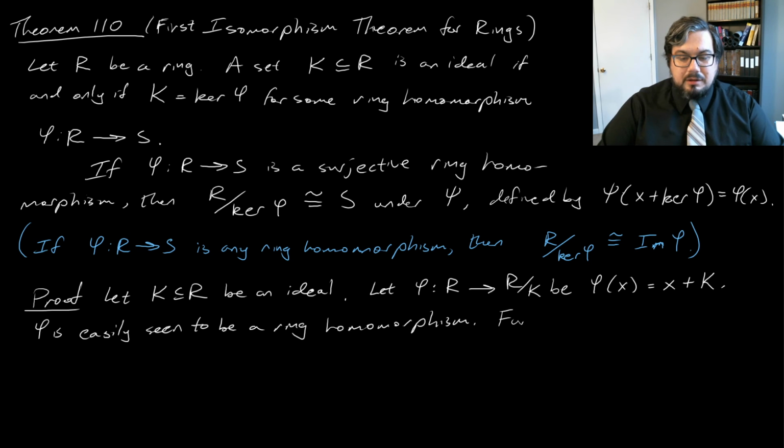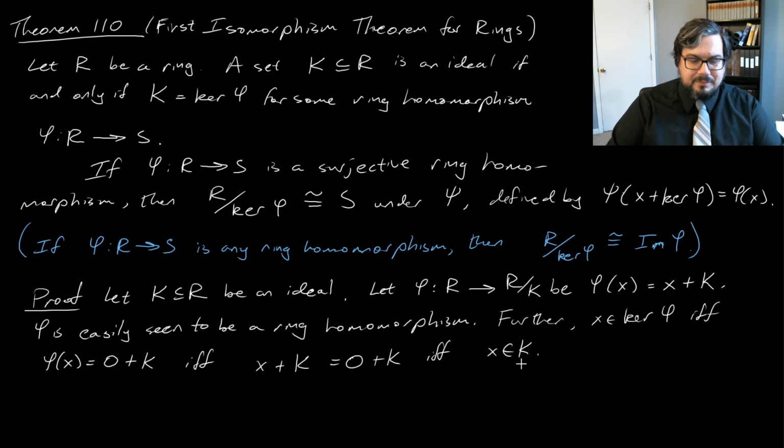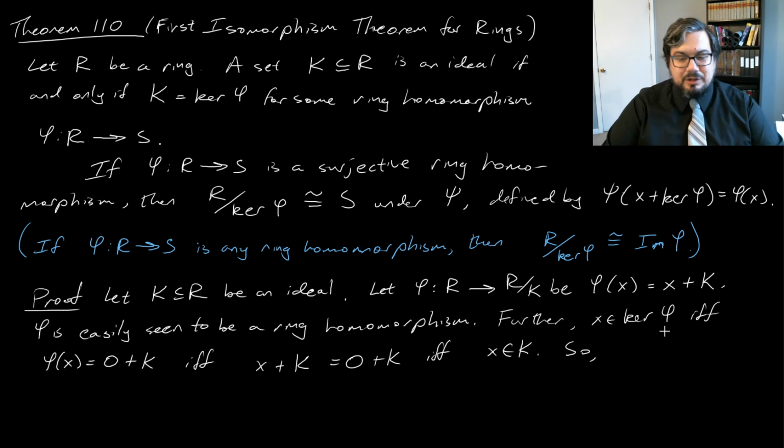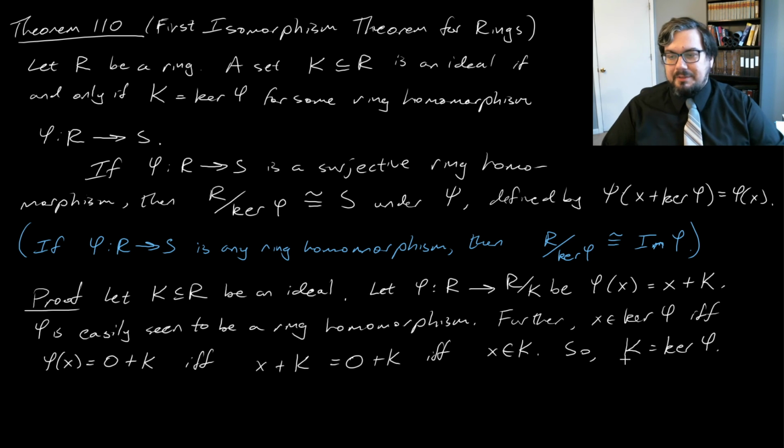Further, we have that x is in the kernel of phi if and only if phi of x is equal to 0 plus K, which happens if and only if x plus K is equal to 0 plus K, which happens if and only if x is in K. So x is in the kernel of phi if and only if x is in K, which means that K is actually equal to the kernel of phi. So that proves one direction of the first statement of the theorem.